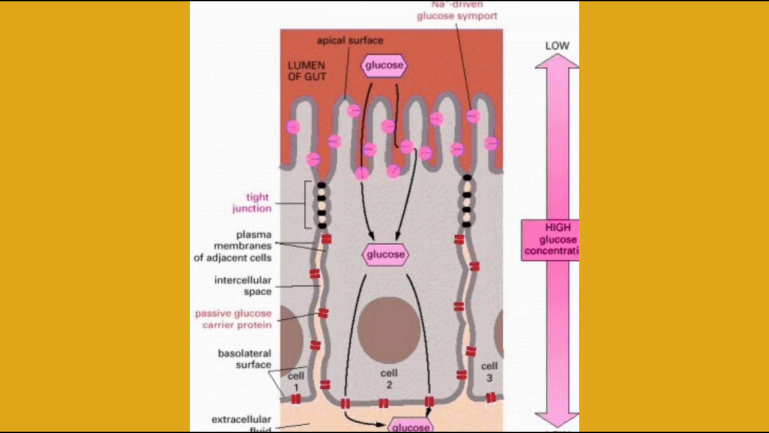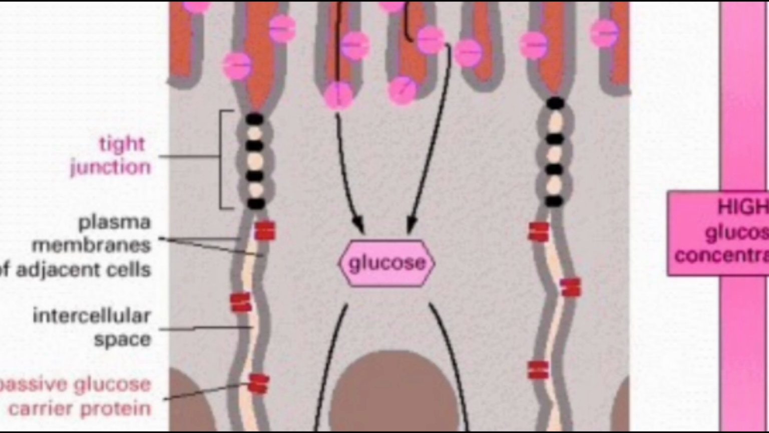So tight junction, what is it? It is located where? Near the apical surface between the adjacent cells. What does it do? It prevents the glucose from leaking back into the gut lumen. It helps in maintaining the cell polarity, with different proteins on the apical and basolateral surface.